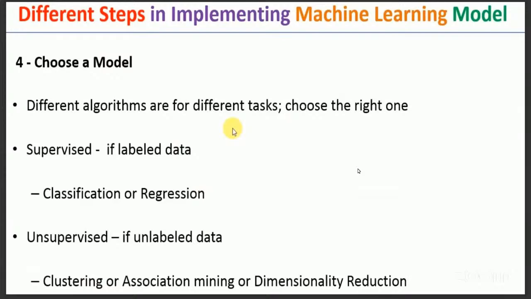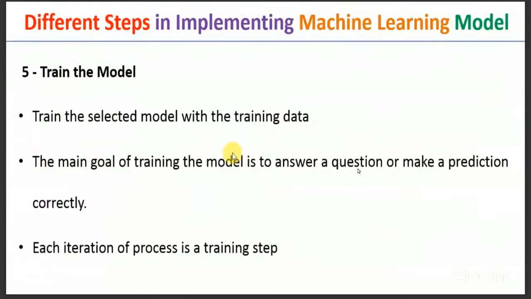If it is unsupervised learning, and you don't know the outputs that you are going to get from the algorithms, then we call it unsupervised learning. Then the algorithms we have to use are clustering algorithms or association algorithms. Next, train the model. Once the model is fixed and data is fixed, you need to train the model on the training data set.